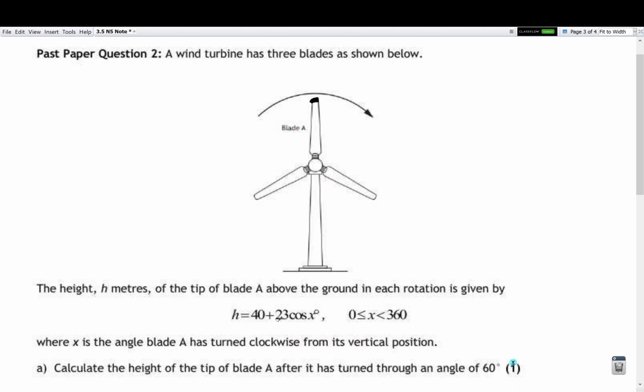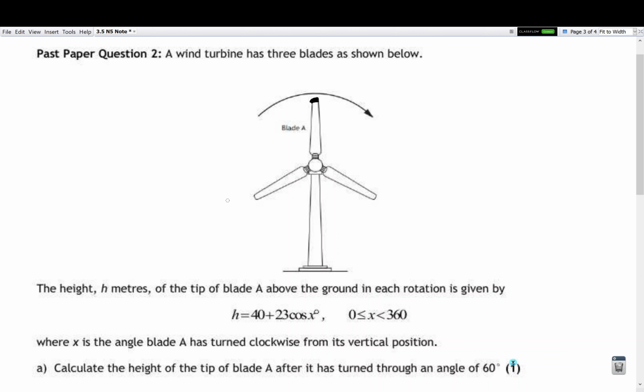So it's 40 plus 23 cosine of x, where x is a value between 0 and 360 because this is a circular motion, so the angles are going to be between 0 and 360, then it'll start again because it'll be back to where it started. So it kind of ties in. Any real life context question with trig equations usually involves a kind of circular motion, because that's where the whole fundamental theory of the trig graph and angles comes from, through a circle.